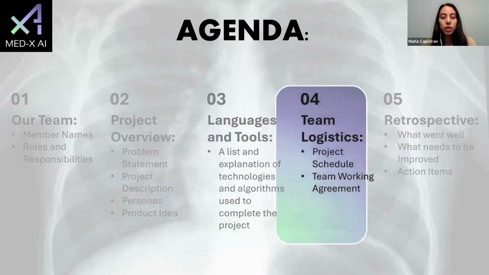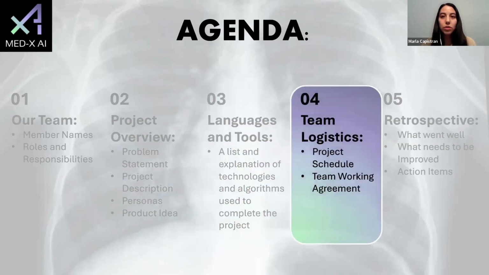Then we will go over the team logistics, including project schedule, team agreement, and lastly, our retrospective of what went well, what needs to be improved, and the action items.